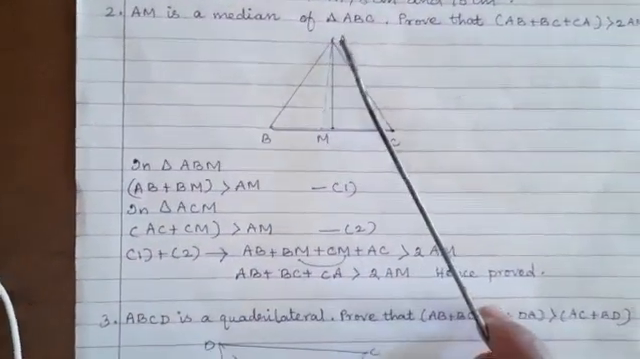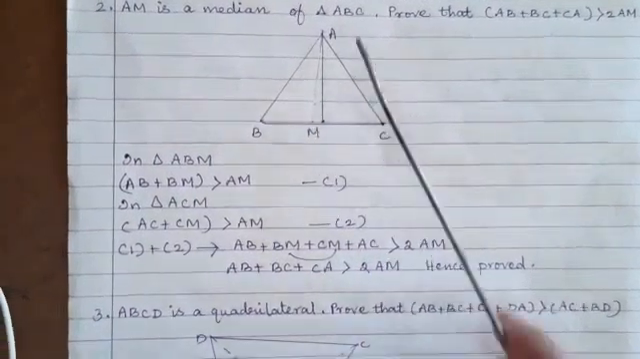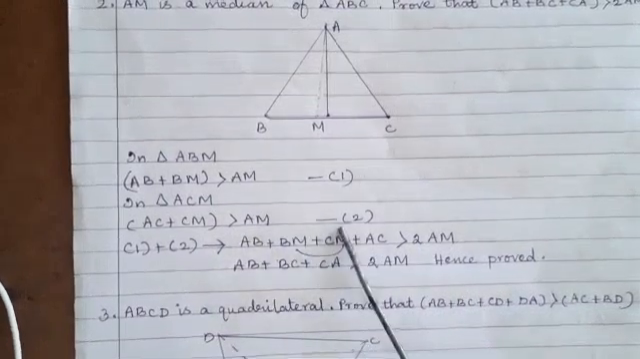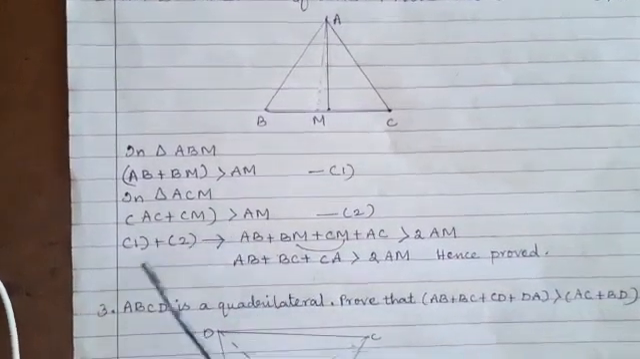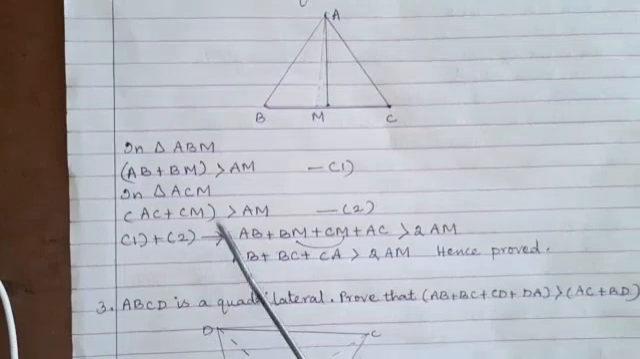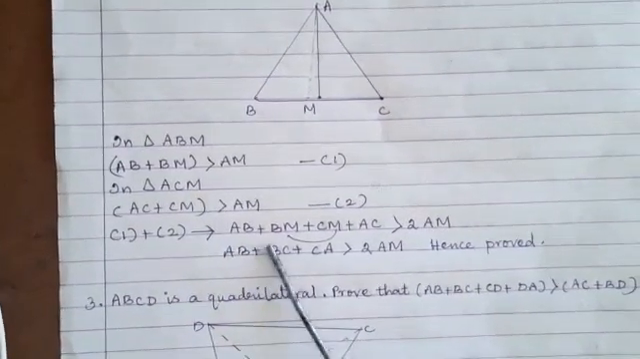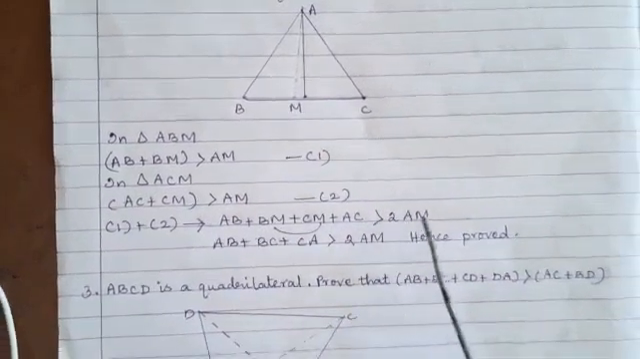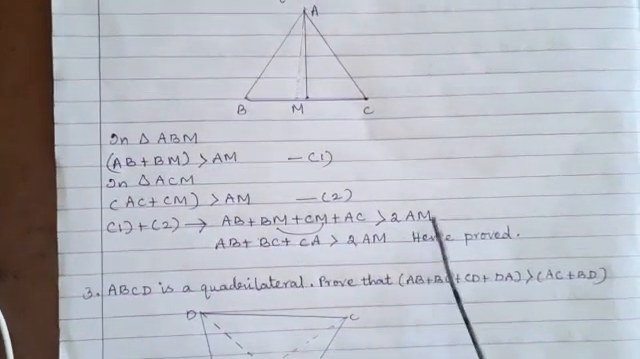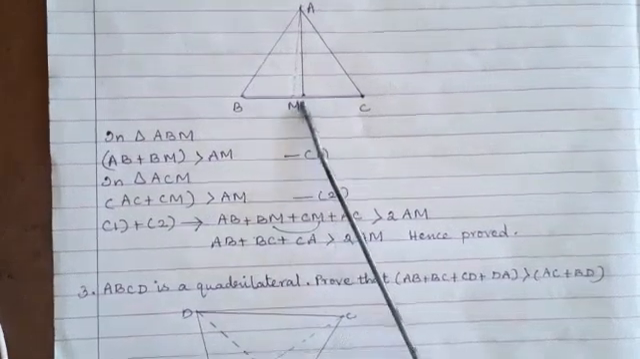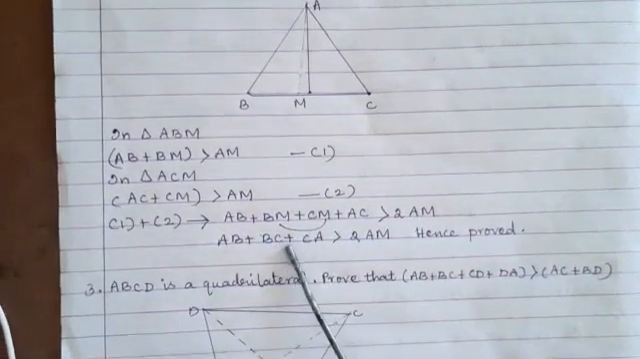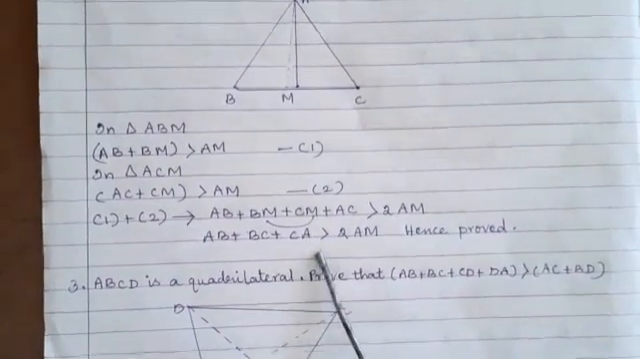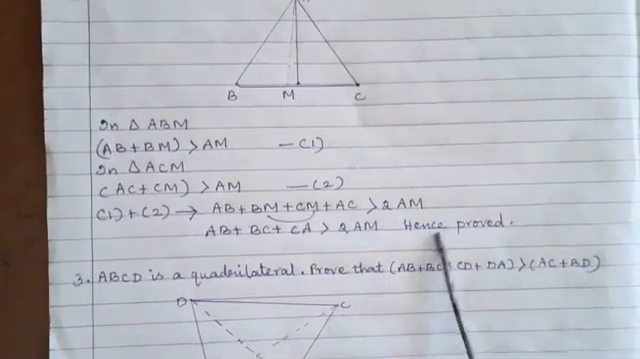Next I am taking the triangle ACM. Here AC plus CM is greater than AM, this is the second equation. Now we will add equation number 1 and 2. Adding the left hand side first, AB plus BM plus CM plus AC is greater than, adding the right hand side, 2 times AM. So BM plus CM is equal to BC. Therefore AB plus BC plus CA is greater than 2 times AM, hence proved.